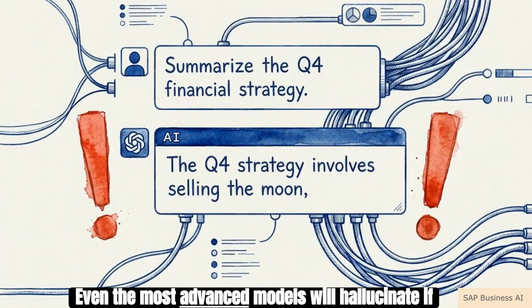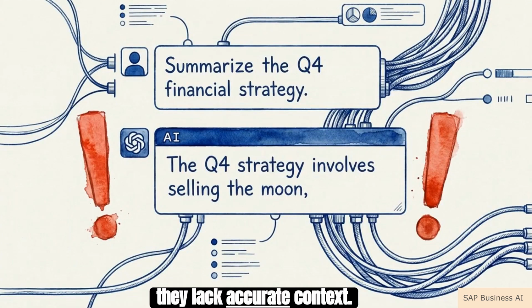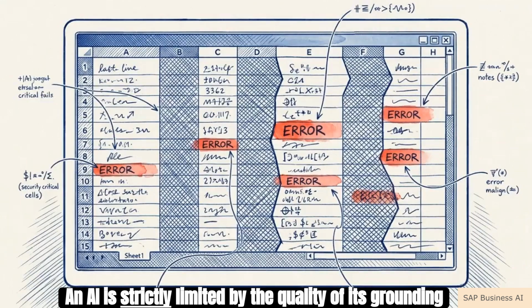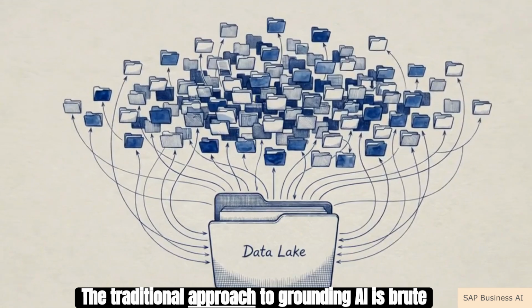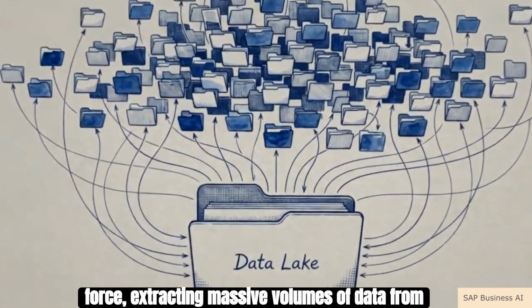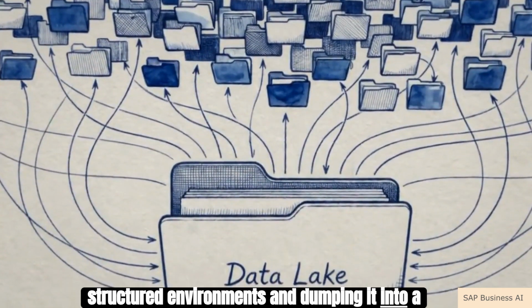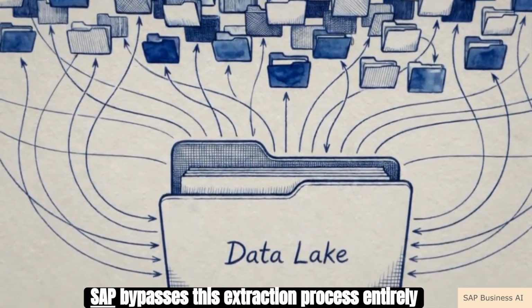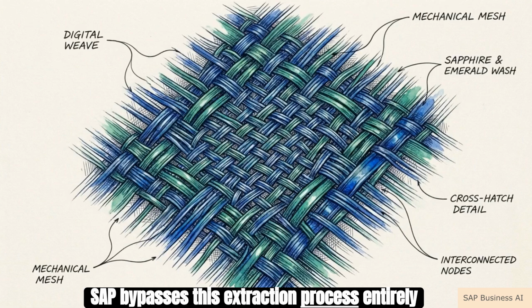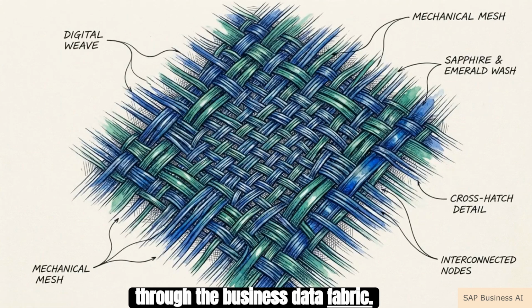Even the most advanced models will hallucinate if they lack accurate context. An AI is strictly limited by the quality of its grounding data. The traditional approach to grounding AI is brute force, extracting massive volumes of data from structured environments and dumping it into a centralized data lake. SAP bypasses this extraction process entirely through the Business Data Fabric.